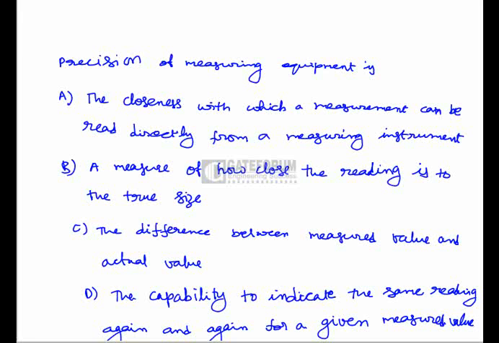Precision of measuring equipment is. Here the options are: A, the closeness with which a measurement can be read directly from a measuring instrument. B is a measure of how close the reading is to the true size. C, the difference between the measured value and actual value. And D, the capability to indicate the same reading again and again for a given measured value. Here precision is nothing but the capability to indicate the same reading again and again for a given measured value. And so here the option D is the right answer.